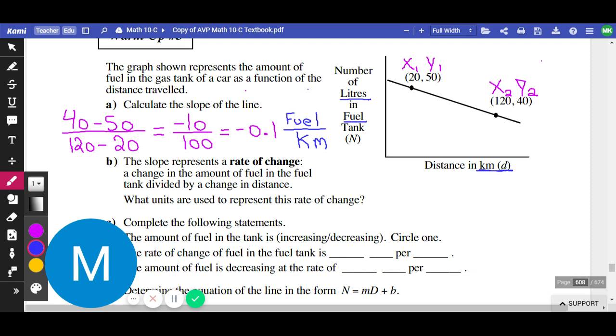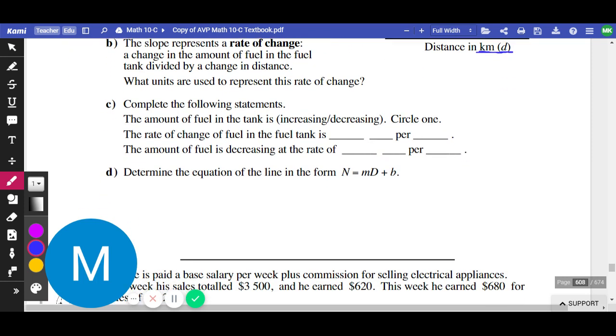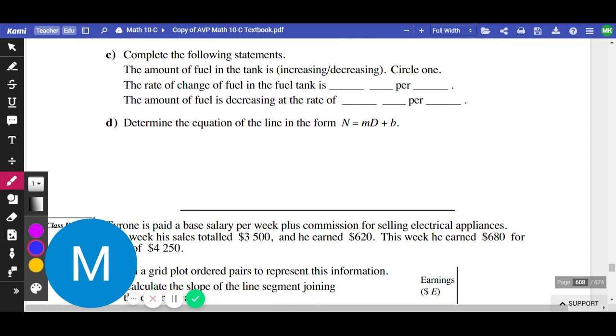It's not that hard, I don't think. As long as you just remember to go y over x, it kind of follows suit like that every time. We're just going to do d. So it says determine the equation of the line in the form n equals md plus b. So we're used to seeing it like this: y equals mx plus b. That's the same thing, except because it's a word problem and there's context to it, their y wasn't y, their y was n. And their x wasn't x, their x was d. But it really is still the same thing.